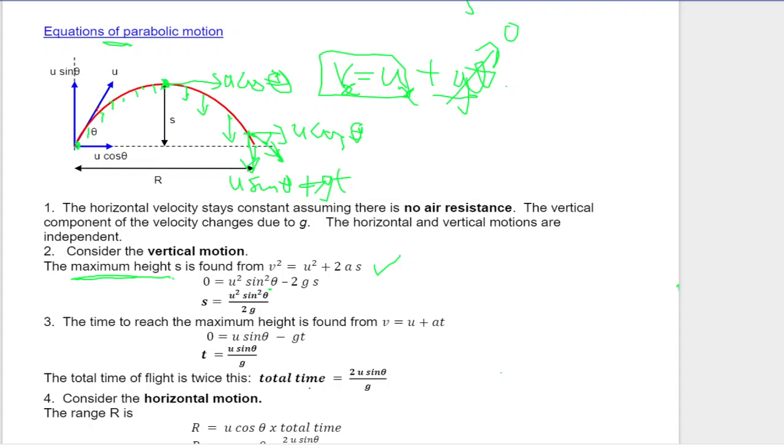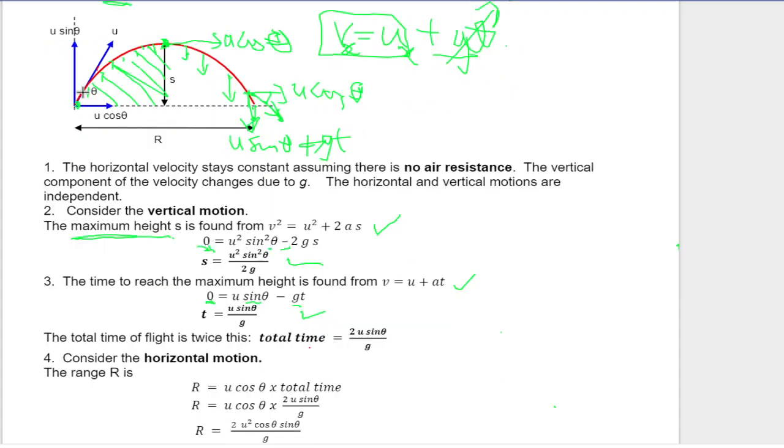Then the time taken to reach the maximum height, we use V is equal to u plus at, working with the vertical component. At the maximum height, we said V is equal to 0. So we have 0 equals u sin theta minus gt. Making t the subject gives you u sin theta over g. Now to get the total time of flight, it's going to be times 2. Remember, it's a symmetrical parabolic shape, so what we have here is the same as what we have over there. So it will be 2u sin theta over g.